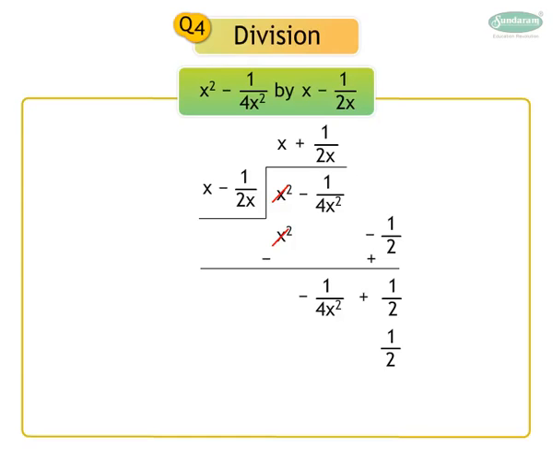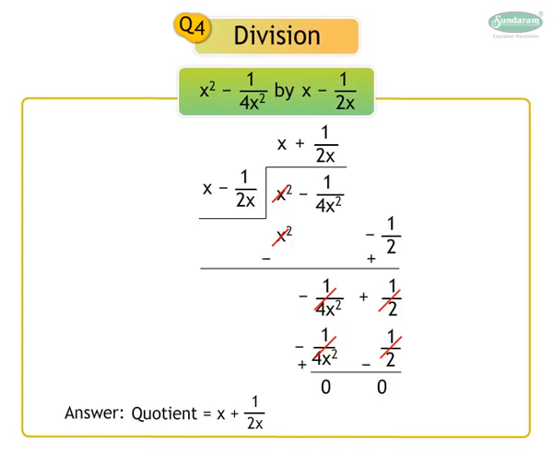The second term of divisor, that is minus 1 upon 2x, will be also multiplied by x and we get minus 1 upon 4x square. We write it below the remainder minus 1 upon 4x square. We now subtract by changing the signs. The remainder is 0. The answer is quotient is x plus 1 upon 2x and remainder is 0.